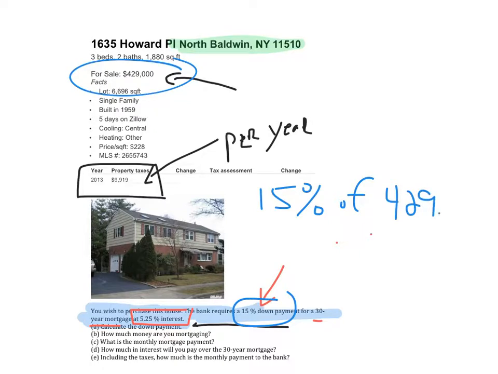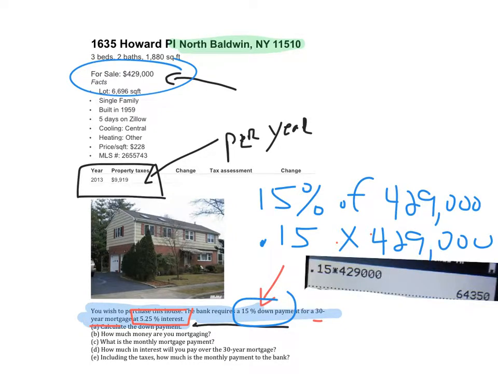In this case, $429,000. So on your calculator, we're going to go 15%, 0.15, of means times, and then $429,000. So here the down payment for this house is going to be $64,350. So that's how much we need to have saved up to even start this mortgage process.